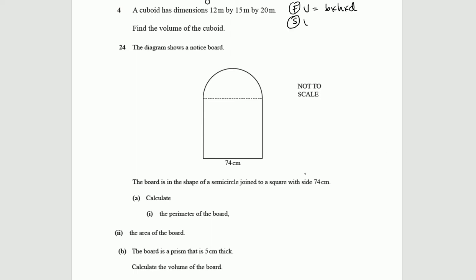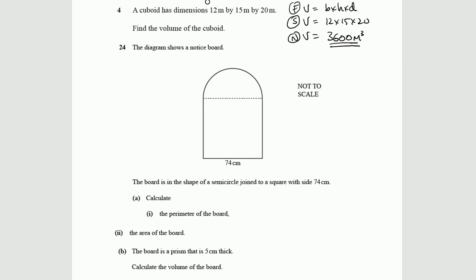Substituting into this formula, my volume equals, let's say, 12 times 15 times 20. The nice job, of course, is to do all that multiplying together. 12 times 15 times 20 gives me 3,600 meters cubed. And I'm done.